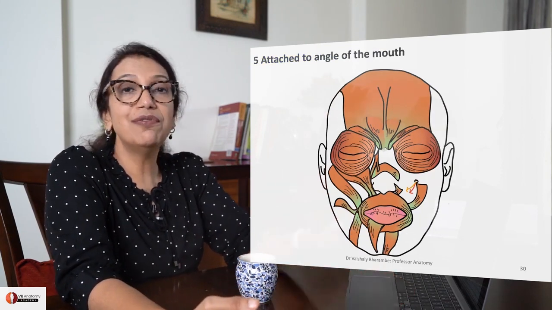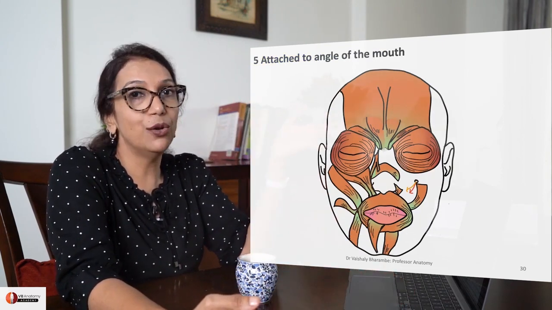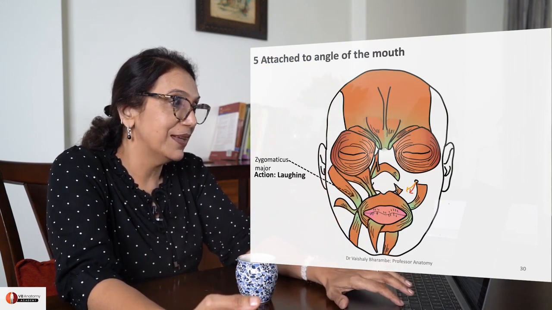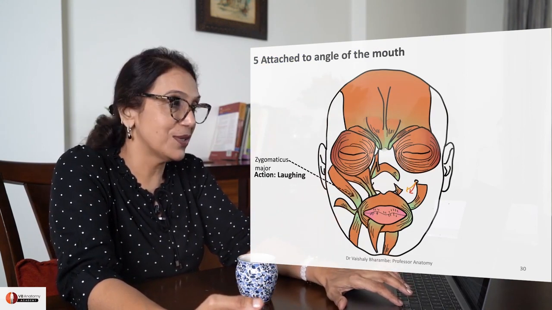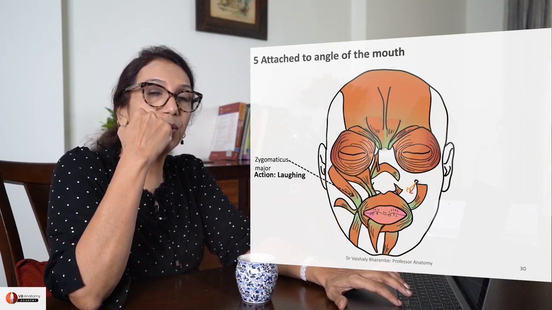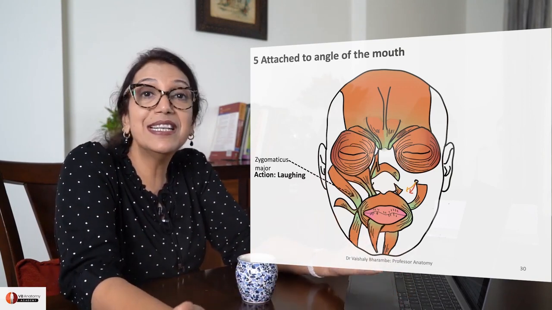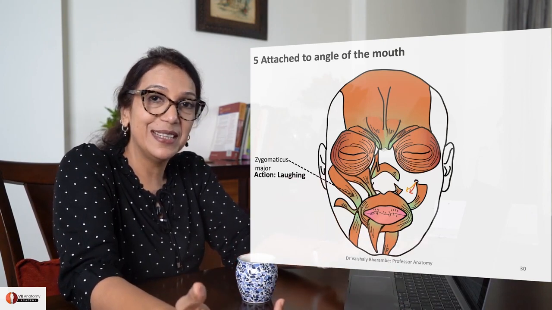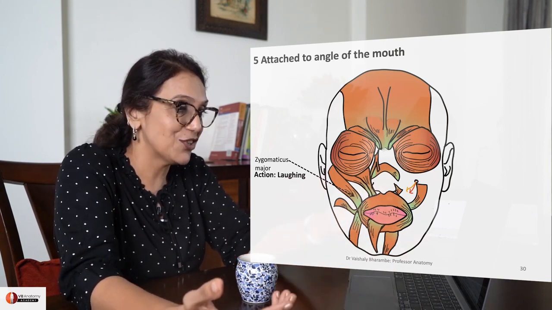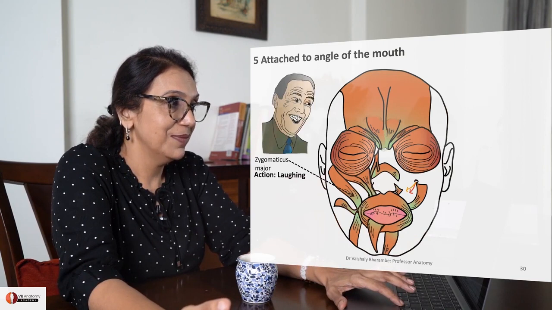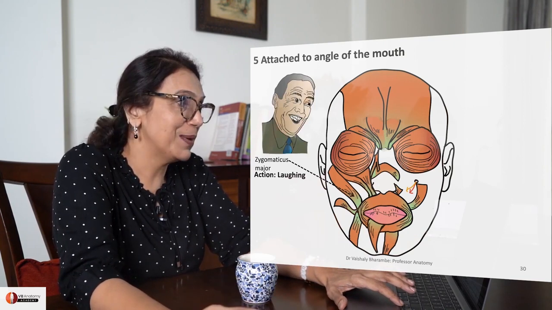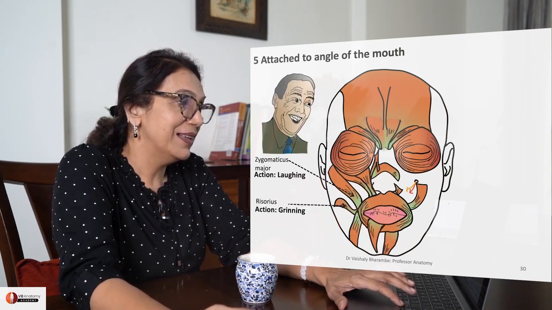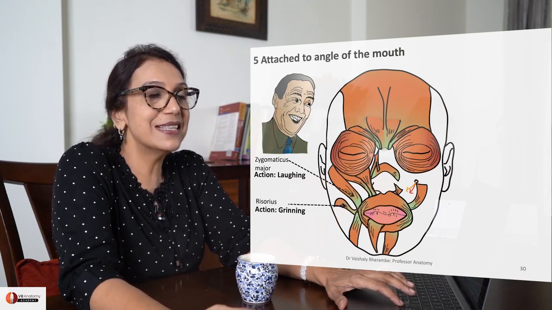Right. So now, 5 muscles attached to the angle of the mouth. Let's take a look. This is zygomaticus major, coming from the zygomatic bone to the angle of the mouth. This is a muscle that gives you joy. It makes you laugh. Okay. The expression of laughter comes from zygomaticus major. Can you see? He's having a good time, I'm sure. Now, the muscle that helps you to grin, just a smile.